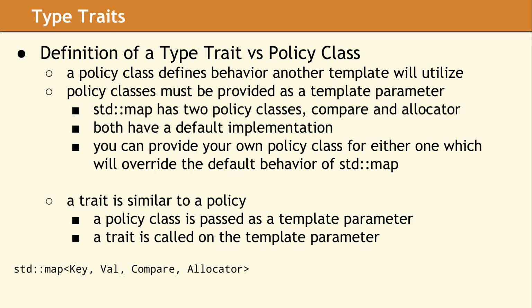Based on what class is receiving a particular policy class, the policy may need to contain specific members. The requirements for a policy class are well documented in the standard. It is very helpful that std::map uses a policy class for comparison and not a type trait. If the comparison was a trait, you could not pass a different policy and thus override the behavior of a particular usage of map in your program.